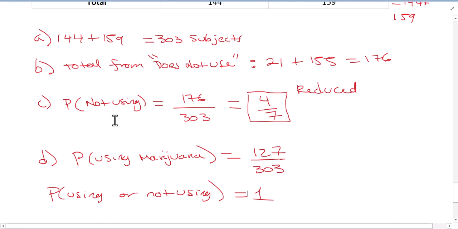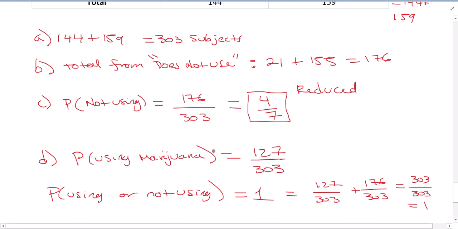These are complements of one another, right? The probability of using marijuana is this. Then the complement will be a person is not using. So these probabilities should add up to 1, which notice that they do. If I take the probability of using, 127 out of 303, plus the probability of not using, which is here, I'm going to take the unsimplified one because then I will have a common denominator, 176 out of 303. That gives me 303 out of 303, which is 1.